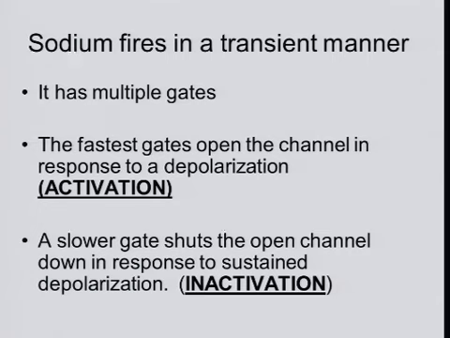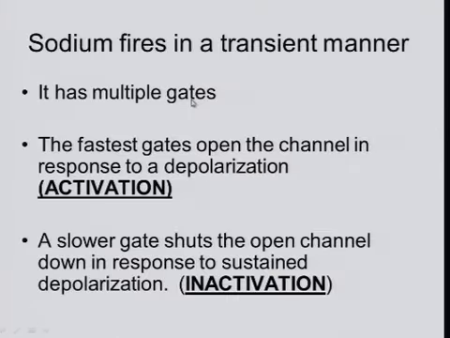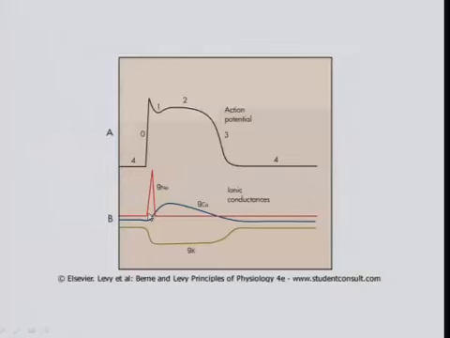Those fastest gates open in response to depolarization. Those are called your activation gates. Oh, it's in bold, and it's on a line, and it's underlined. And then you have a slower gate. In general, inactivation is slower. It's not always slower, but 99% of the time it is a much slower process than the process of activation. And so this slower gate shuts down the open channel in response to a sustained depolarization and gives you a transient behavior. In the sodium channel, that's why you get this behavior here of GNA.